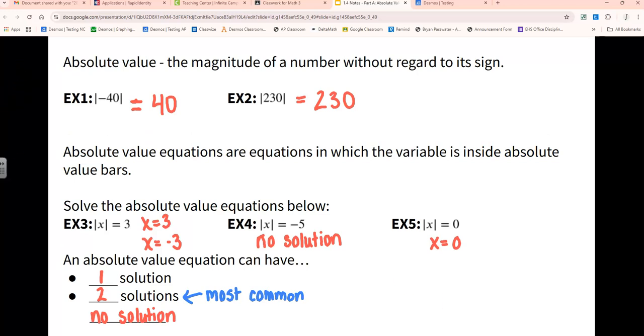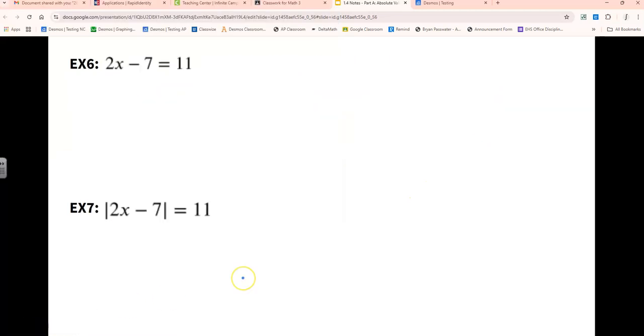Okay, so let's work on some problems here. Solving absolute value equations is almost exactly like solving regular equations, but there's going to be a little bit of a difference. You almost have to do it twice here.